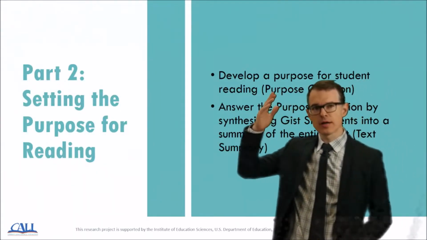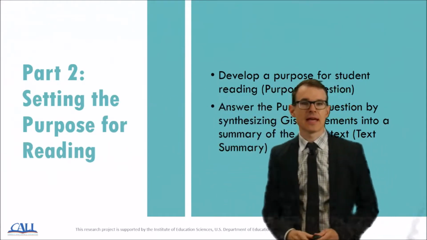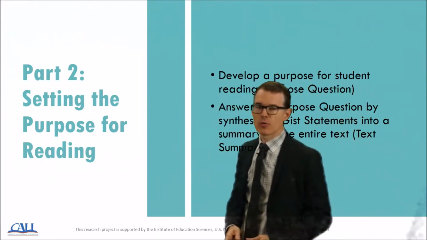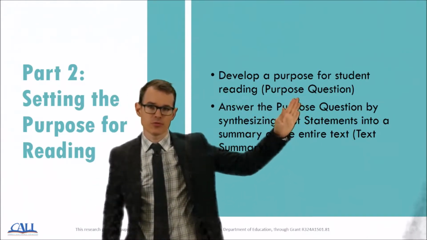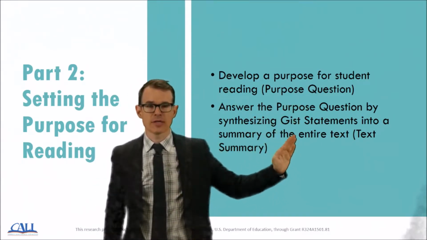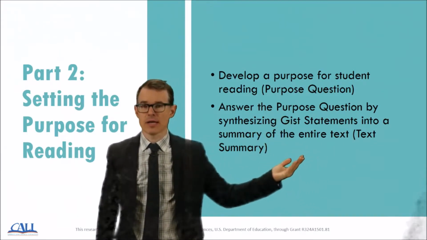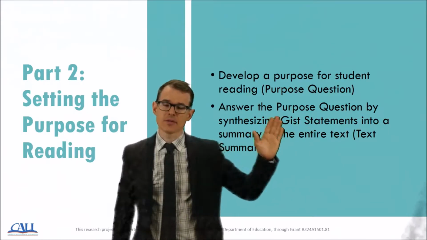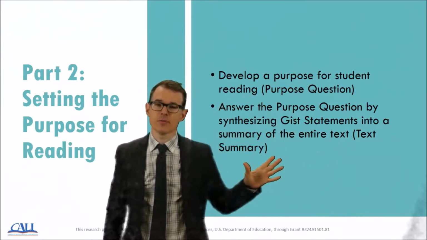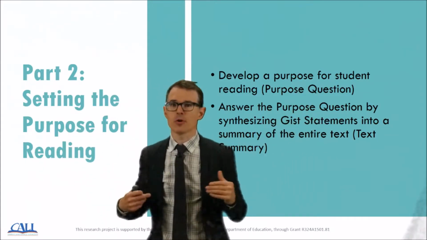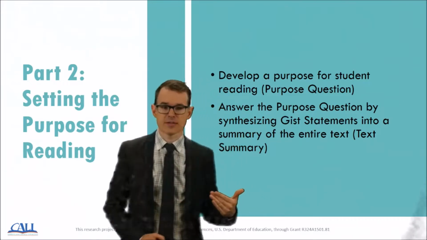Okay, let's move on now from the gist to setting the purpose and creating a text summary. The idea of this section is to talk about how to develop a purpose for the students to read, and then talk about how you get students to answer the purpose question by creating a text summary. As you recall, we talked about the gist being the same as the main idea, the central idea, and the text summary would be different. We use the word summary to describe how you're going to put all the ideas in the text together. So that's the purpose of this section.